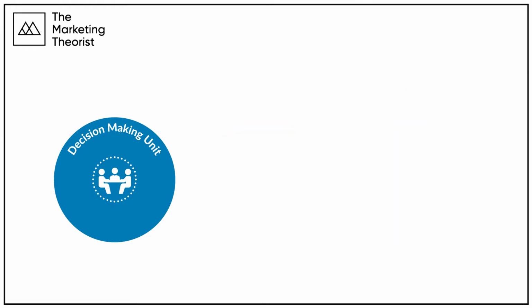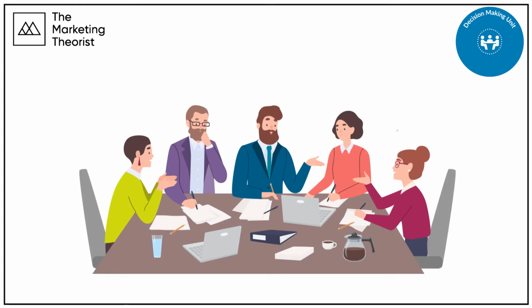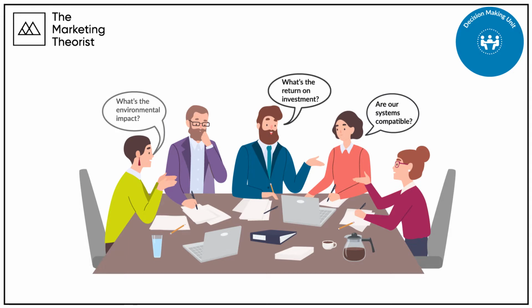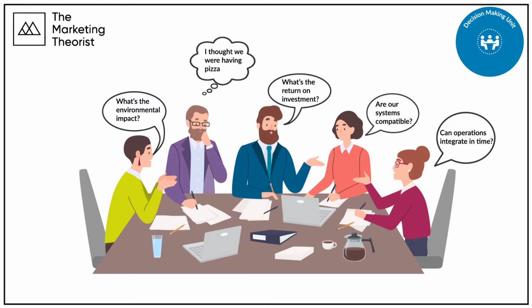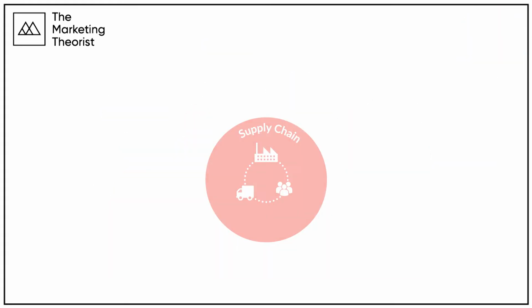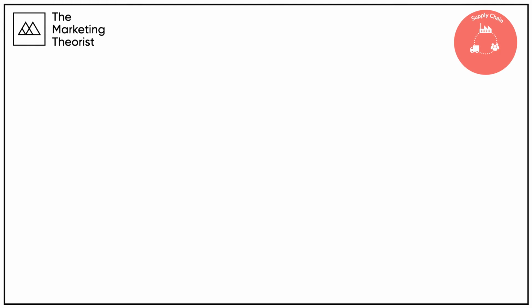Now, decision-making units can be formal or informal. It's when people from the same organization have some stake in the outcome, or maybe they have a specific requirement that needs addressing. In both of these cases, they will have some influence on the final decision. Now, supply chain is typically external to the organization, and it covers all those people that touch the product along its journey to the end user.